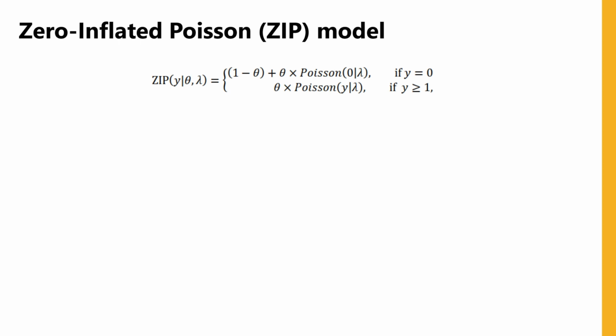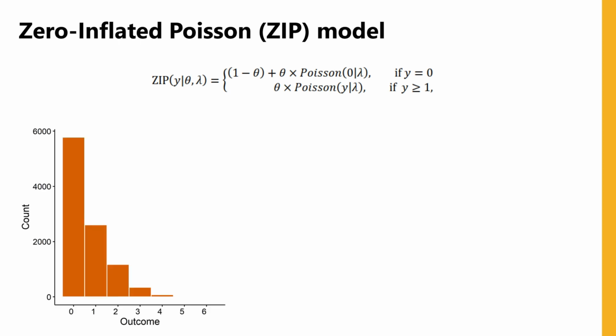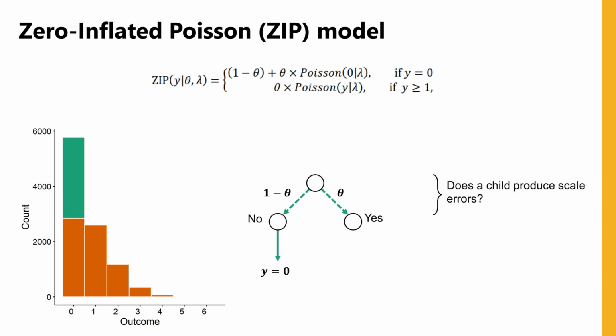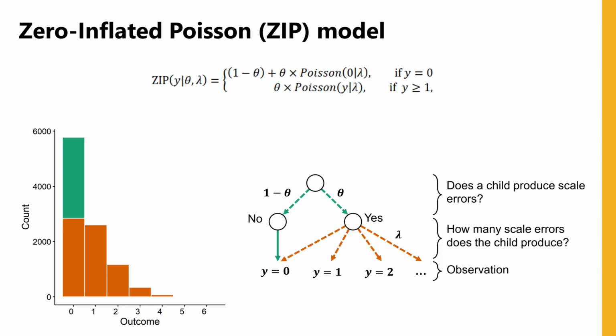The ZIP model can directly cope with count data with a stack of zeros and distinguish two sources of zeros. One source comes from whether the child produces scale errors or not. Zero observations from this part mean that the child does not produce scale errors at all. The other source relates to how many scale errors the child produces. Zero observations from this count part mean that the child produces scale errors, but doesn't execute them at the time of observation.